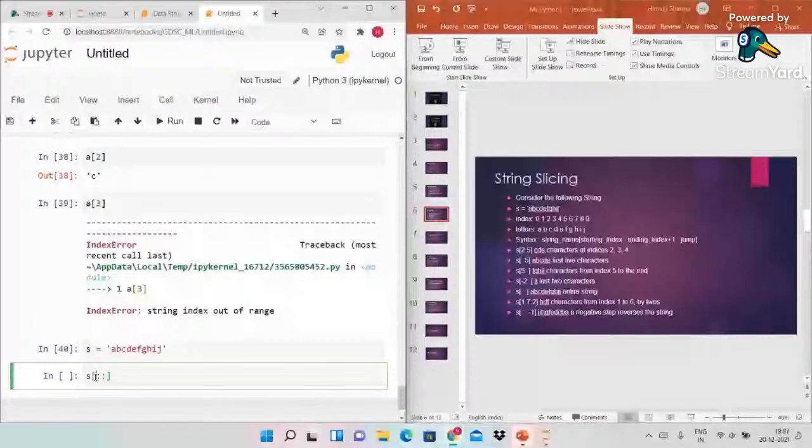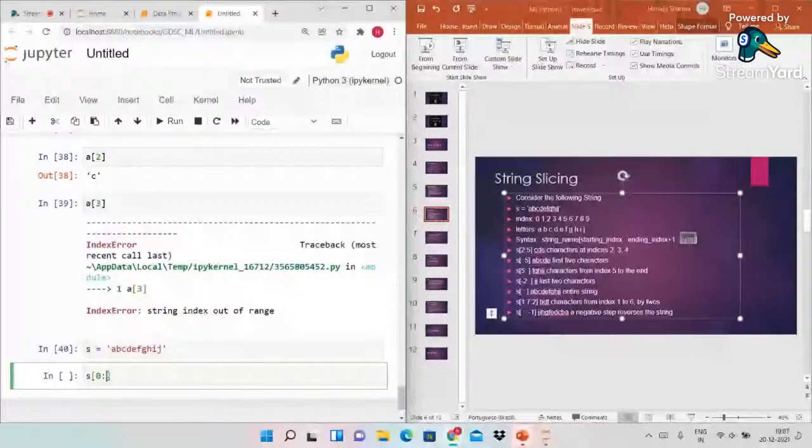Now, the middle number. First let us just go with only two numbers. We'll get to the third, the jump part, later. The number after the colon, the second number, signifies the index of the last character plus 1. Let me show you how.